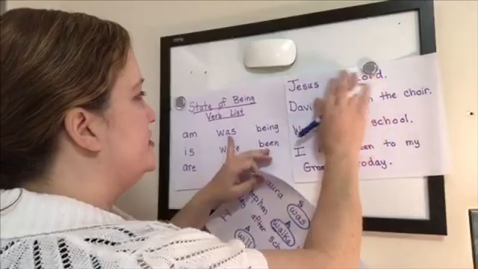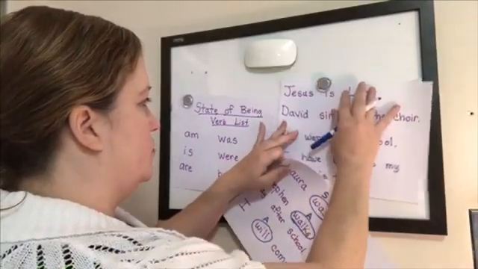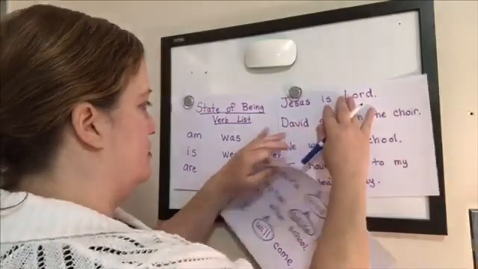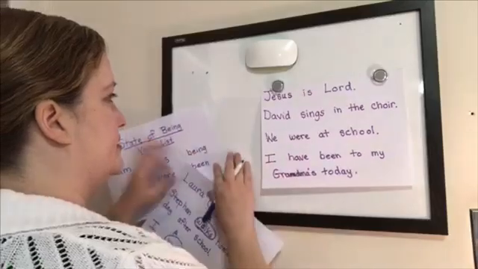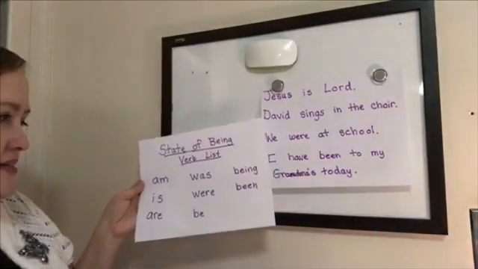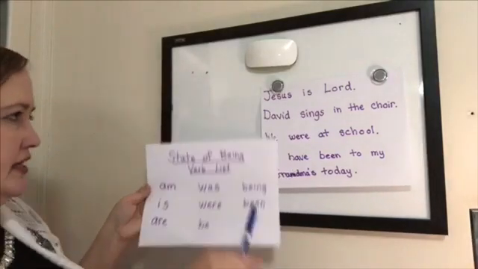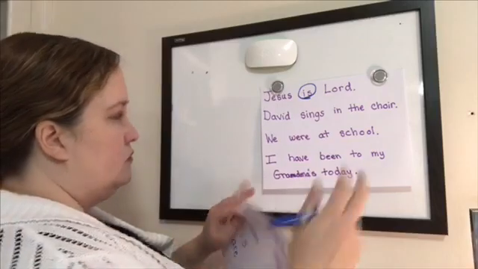Okay, Jesus is Lord. He is. Let me do this right here really quick. We'll just do it like that. Like this. Jesus is Lord. Okay, we know is a state of being verb. It's on our list. So we will circle that and we'll put an S right there.